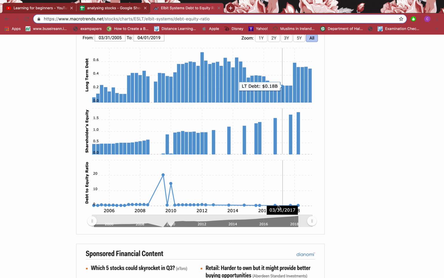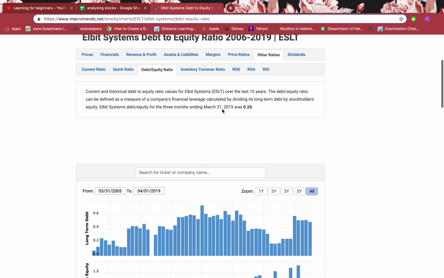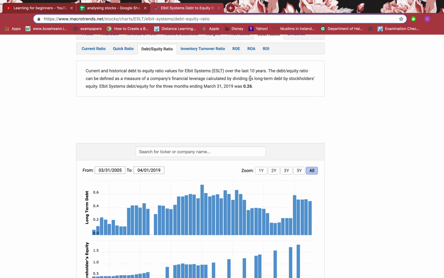Let's go back. Since I'm looking for 0.5 or less, since December 2013 up till now, so nearly 6 years, it has been consistently less than 0.5, which is brilliant. Before that, it was more than 0.5, so it was a risky stock. But in the recent 6 years, it has been a non-risky stock, and 6 years is a good time period. So it's a good thing in terms of debt to equity. It's a safe stock.